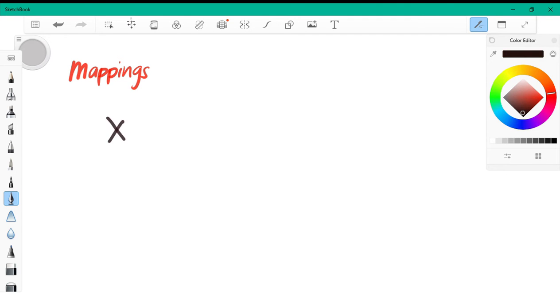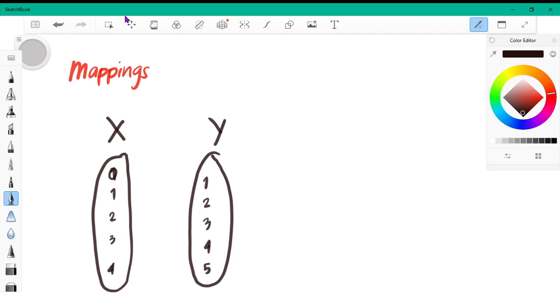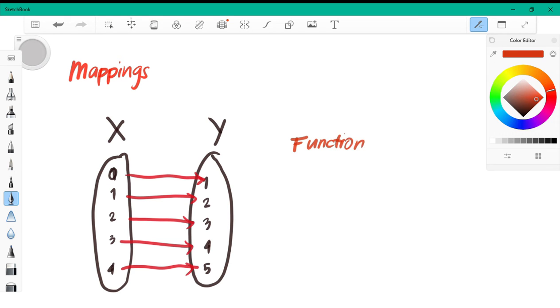So let's say we have x and y, the domain and the range. We have values, let's start with 0, 1, 2, 3, 4. These are the elements of the domain. And for y, we have 1, 2, 3, 4, 5. And we have connectors: 0 to 1, 1 to 2, 2 to 3, 3 to 4, 4 to 5. So this mapping is a function. Notice that each element in the domain has only one corresponding value in the range.